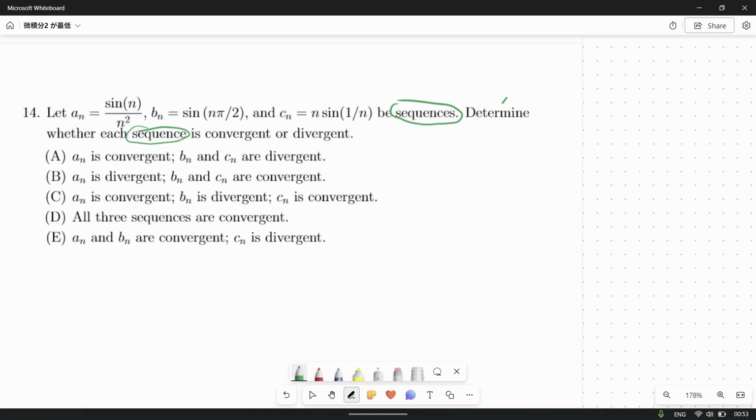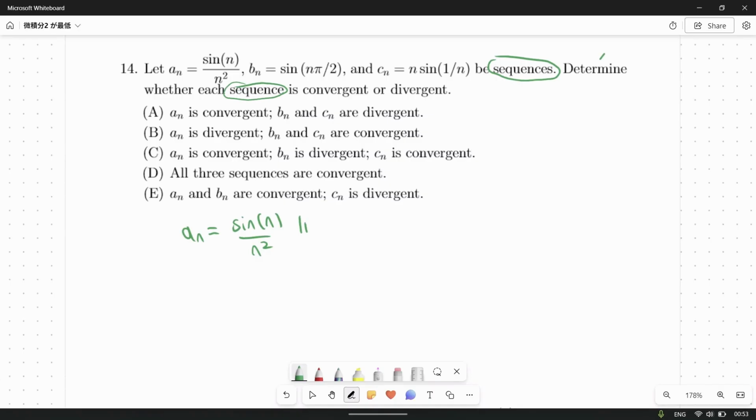So starting with the first case, I'll start here. We know that a sub n is going to be equal to sine of n over n squared. And then we just have to take a limit of that. So the limit as n approaches infinity of sine of n over n squared.